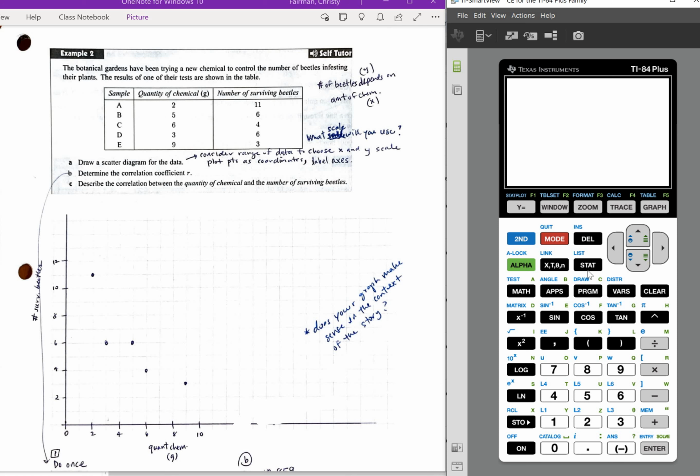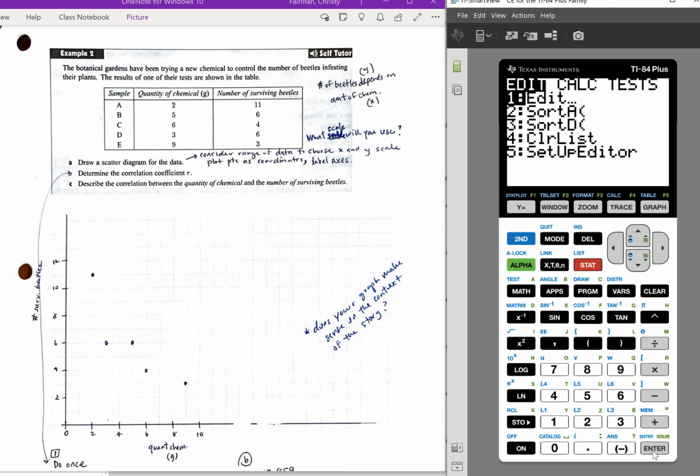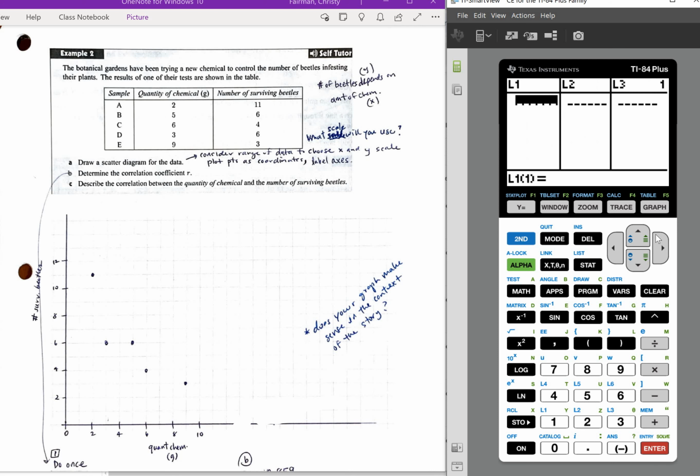All right, next thing, I'm going to enter my data in the same way that I've always done. So I hit stat, I choose edit, and then I'm going to type in the data. So I had 2, 5, 6, 3, 9. Those are my X values. And then I'll arrow over and I'll type in my Y values, 11, 6, 4, 6, and 3. Again, your calculator will do what you tell it to do. So if your data is wrong, it will give you an answer, but it won't tell you that it's the wrong answer because your data is wrong. So take a second and double check that your coordinates match up. So I have 2, 11, I have 5, 6, I have 6, 4, 3, 6, and 9, 3. All right, good to go.